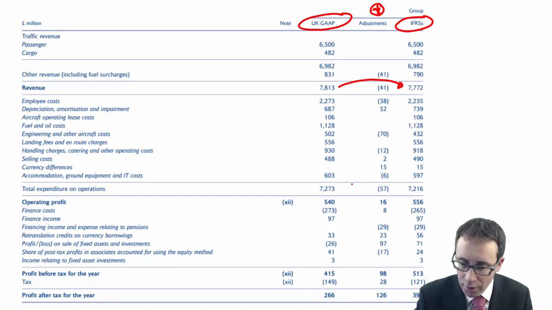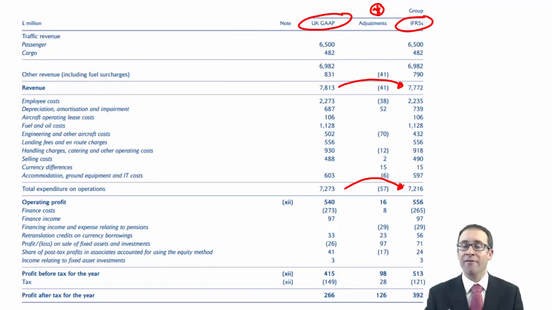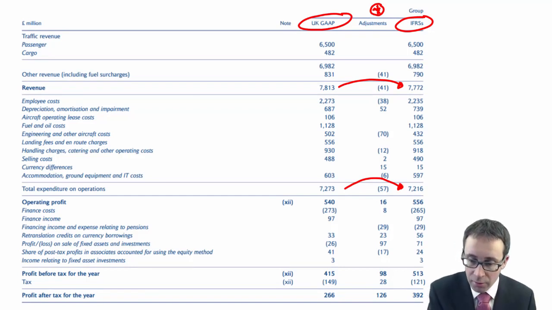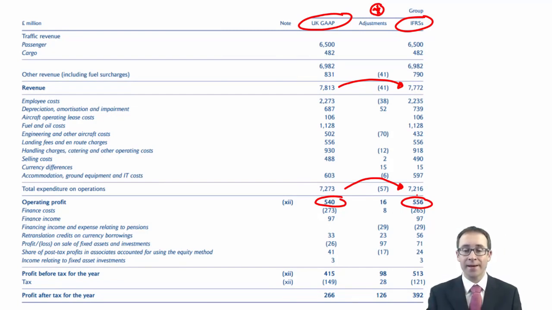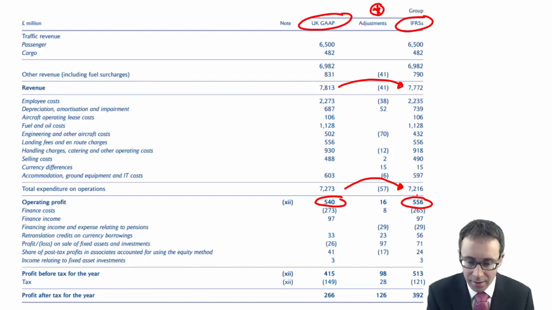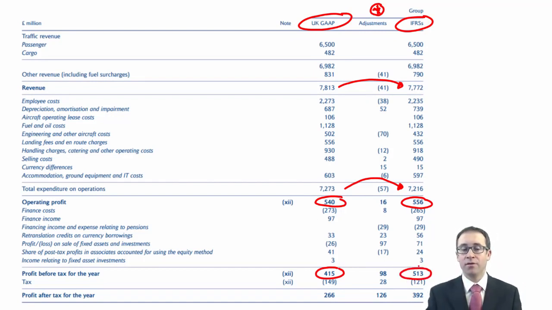However, I think that is then more than compensated for, isn't it, when you look at your expenditure on your operations. The expenditure on operations under IFRS was much lower, okay, and that compensated for the reduction in the revenue, didn't it? So your operating profit, you can see there, was 540 under UK rules, but under IFRS it was 556. Okay, again, other adjustments then followed, that made the profit before tax of 415 a much higher profit before tax of 513 under your IFRSs.